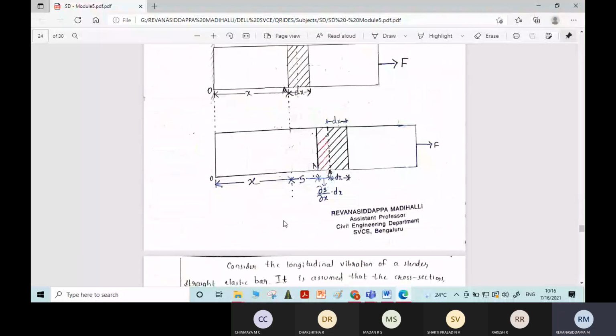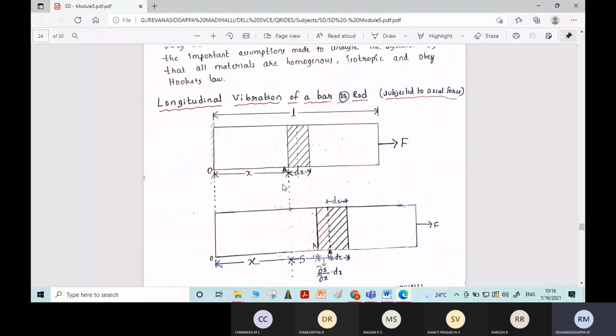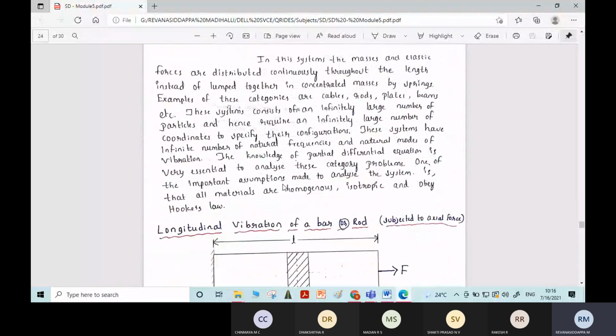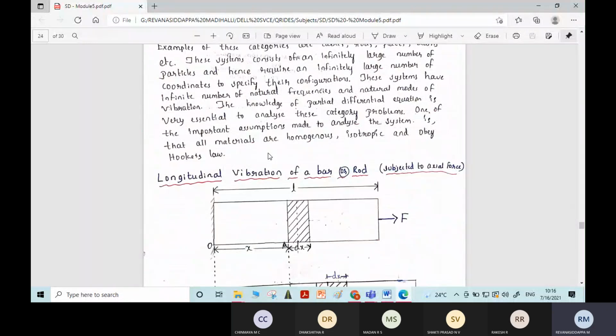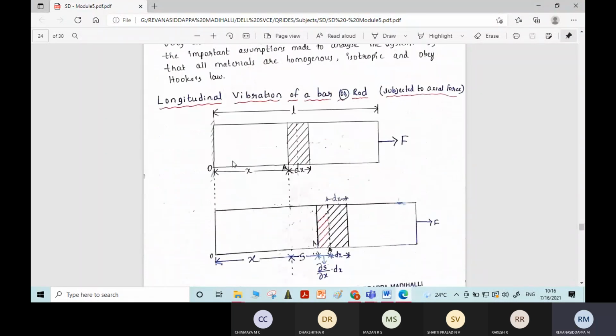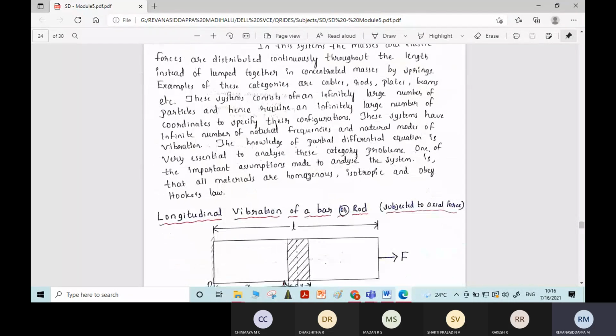So for these two derivations, there is a chance of getting any one of them. All of you be prepared with both of these derivations. The first derivation is longitudinal vibration of a bar or rod subjected to axial force, which means it is the dynamics of a continuous system that we will be studying here.